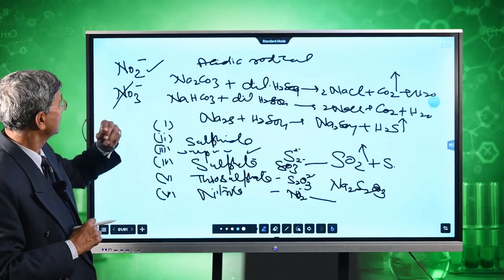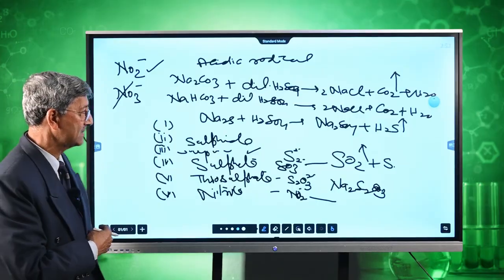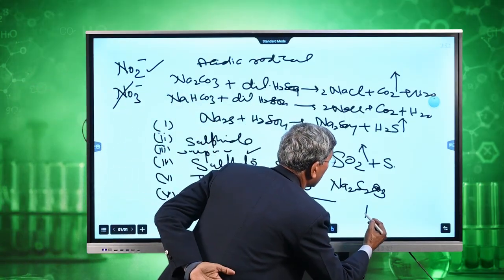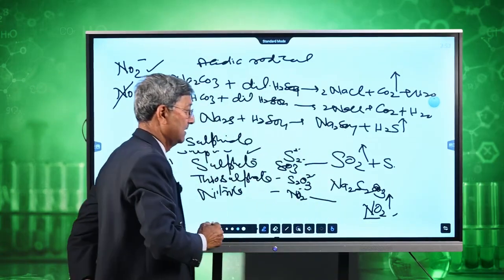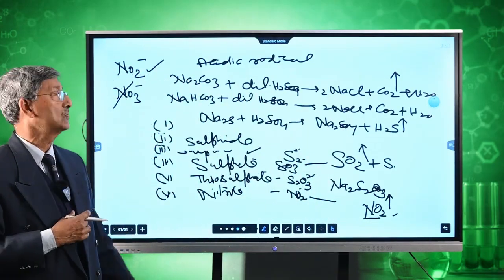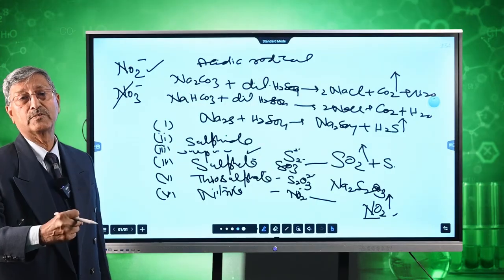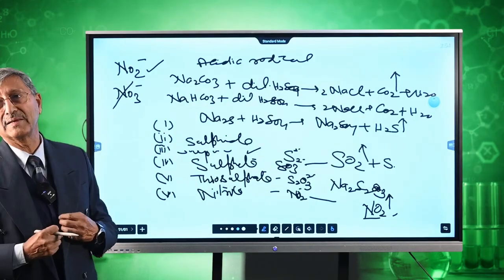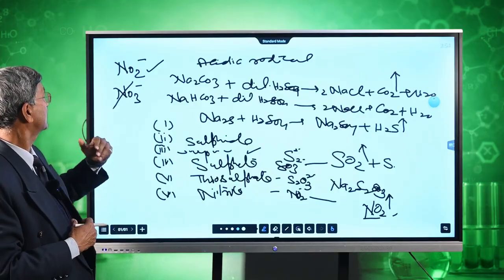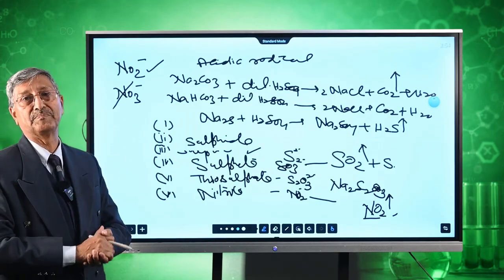In this case, if we get a reddish brown gas, that reddish brown gas is due to the emission of NO2 gas, that is nitrogen dioxide gas or nitrogen peroxide gas. So if it is emitted with the action of dilute H2SO4 on the salt, then it could be due to nitrite. But if it is emitted with concentrated H2SO4, then it will be nitrate.